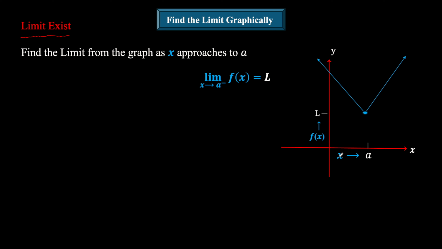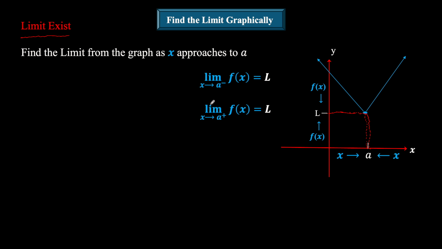Find the limit from the graph as x approaches a. The first step is we check from the left side and the right side. First we check from the left side, as x approaches a from the left side, we see that f of x approaches L. So the limit as x approaches a from the left, this minus means from the left side, of f of x is equal to L.